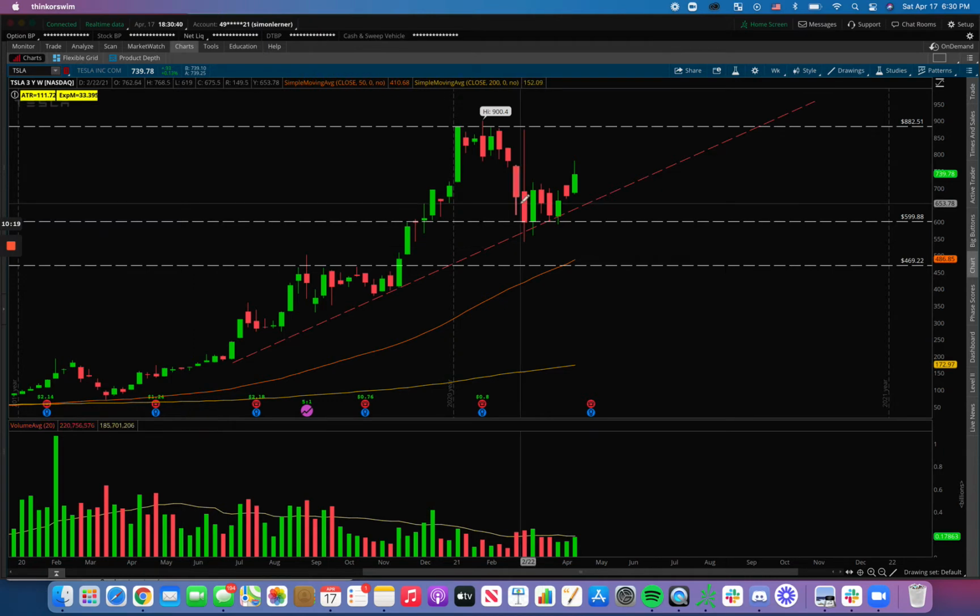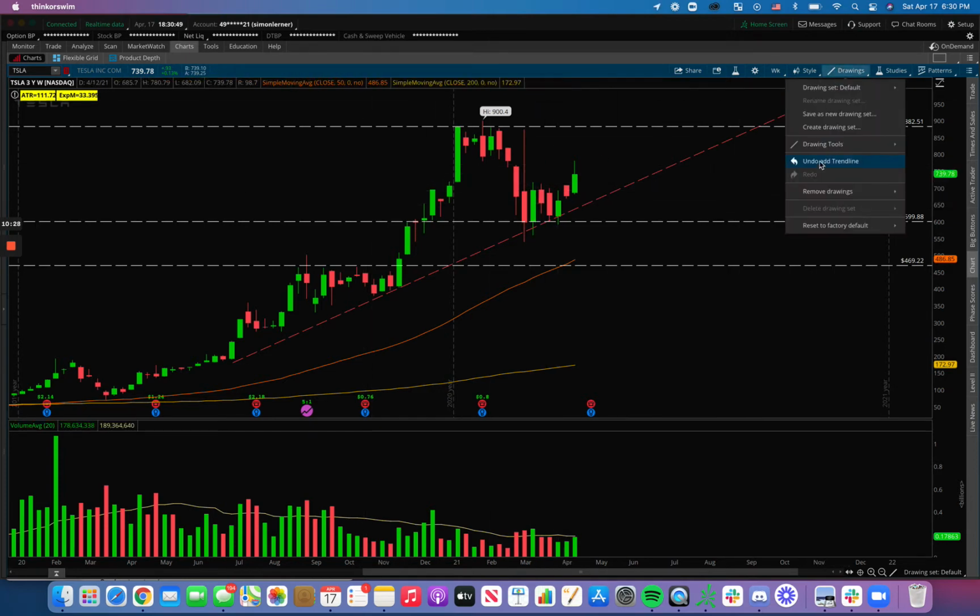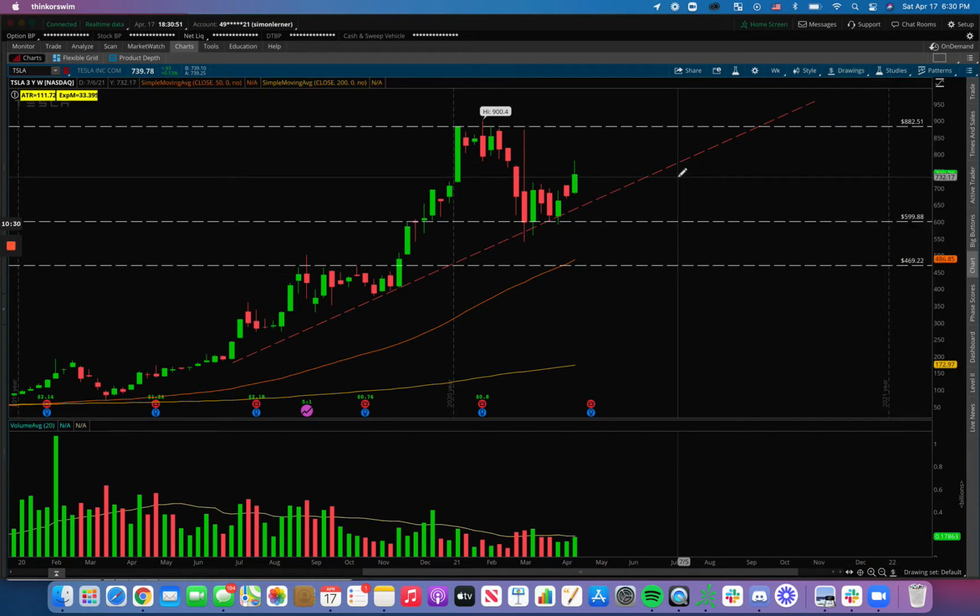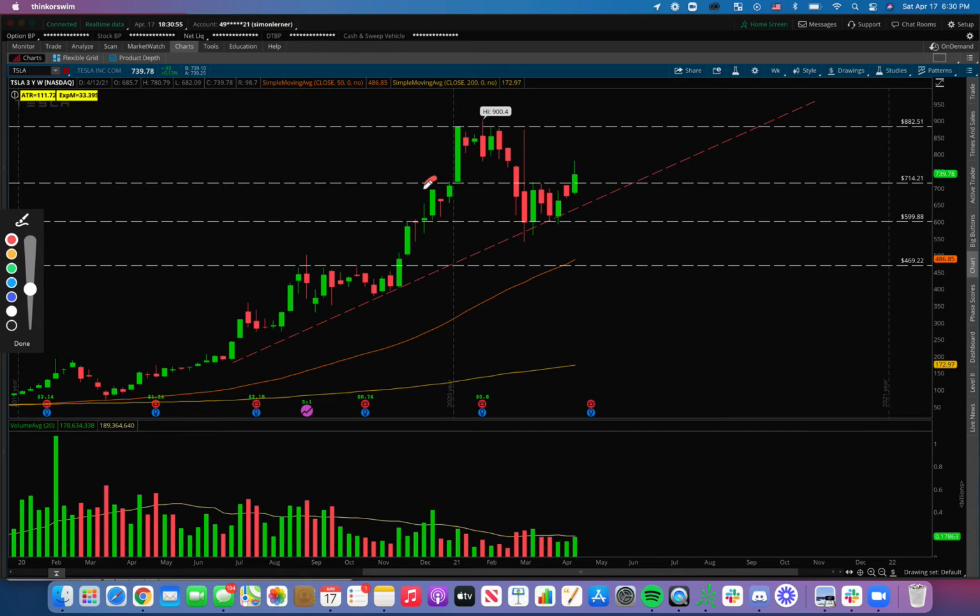I also see that every time we got around the $720 level, we got rejected. Right over here is also a level of supply or a level of resistance. Why? Well, let's take a look. We got rejected here, pulled back, finally broke through, retested this level, and then every time the stock hit 714, 720 around this area, look what happened.